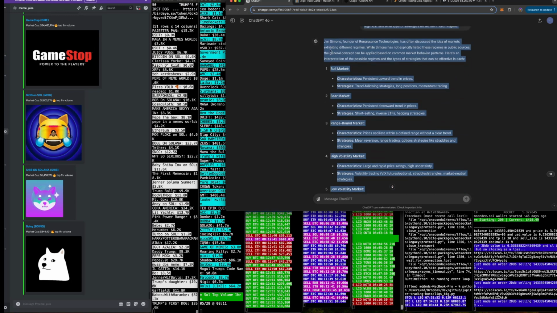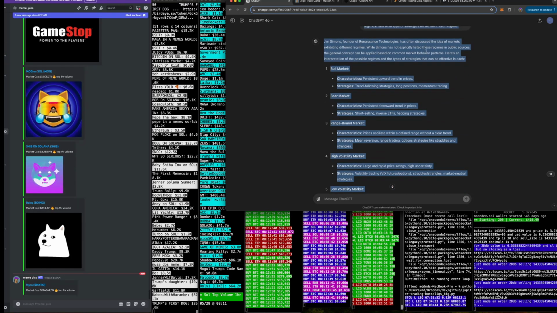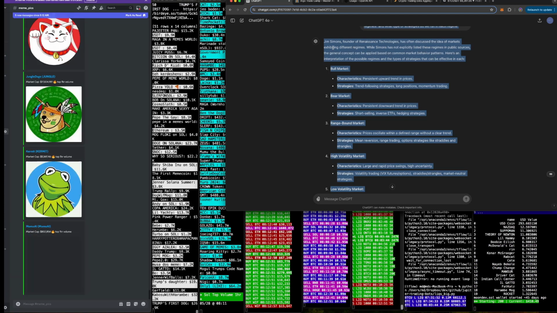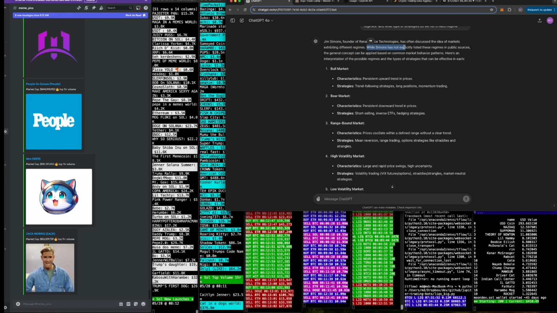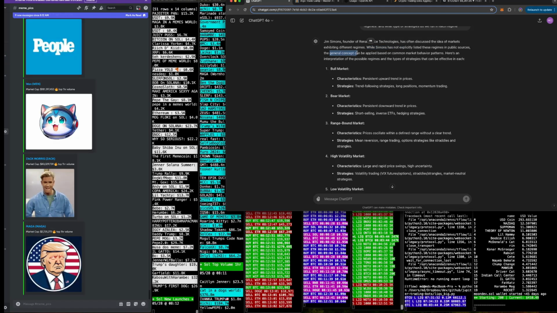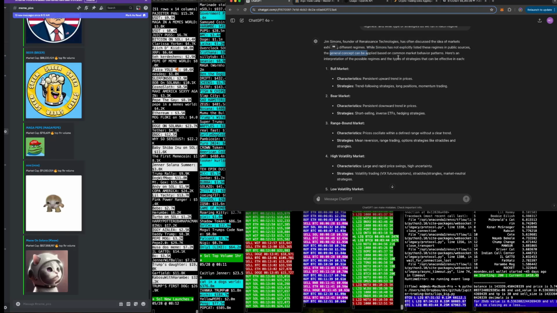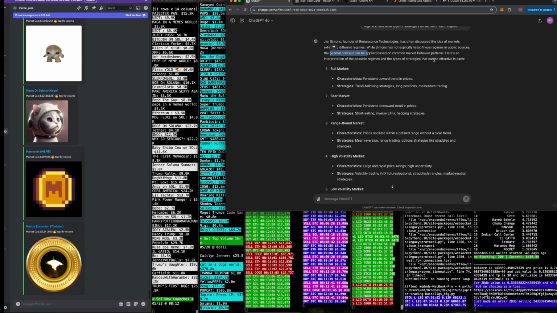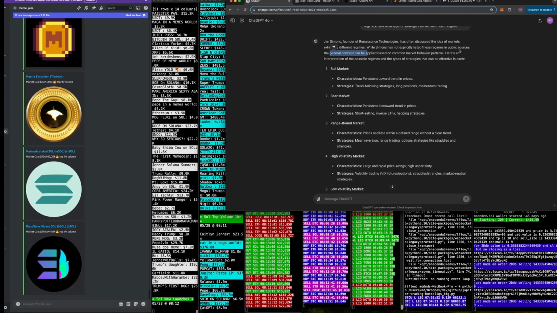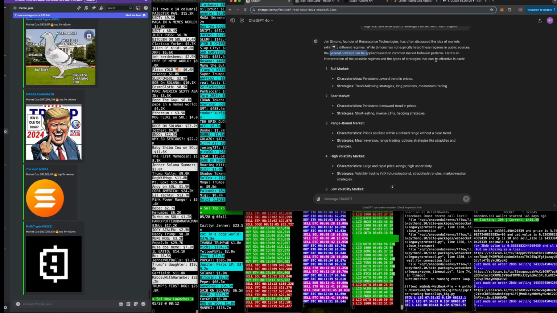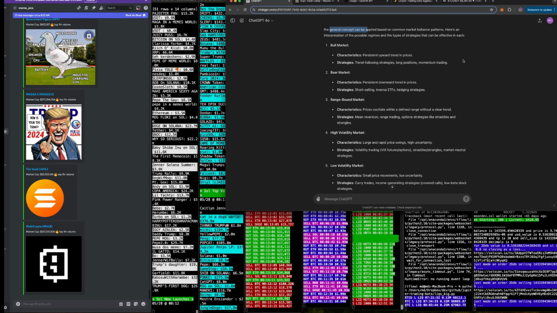I'm going to take these notes down because Jim Simons, founder of Renaissance Technologies, has often discussed the idea of markets exhibiting different regimes. While Simons has not explicitly listed these regimes in public sources, the general concept can be applied based on common market behavior patterns. Here's an interpretation of the possible regimes and types of strategies that can be effective in each.